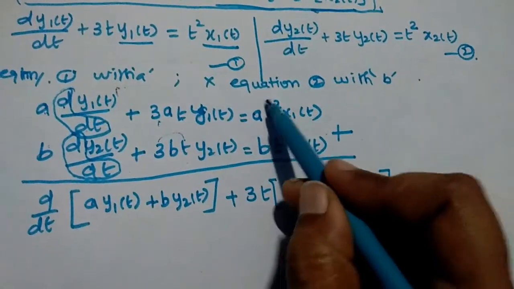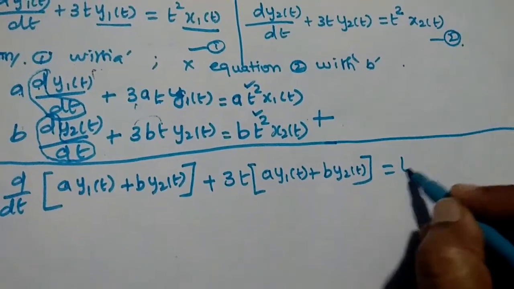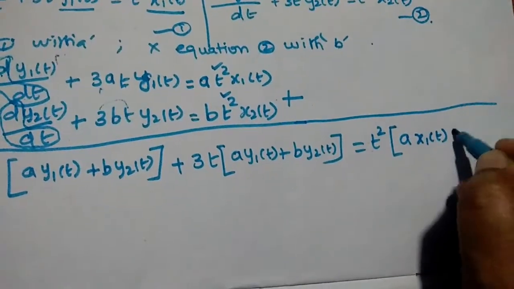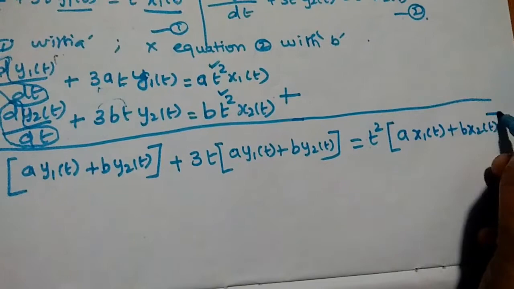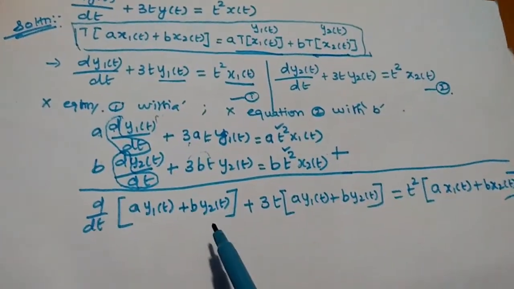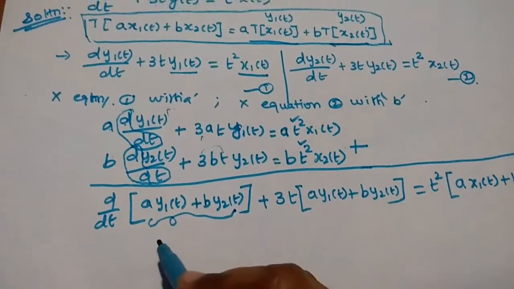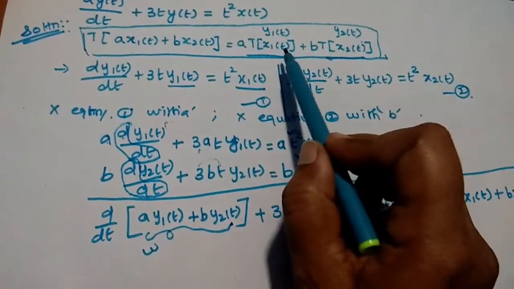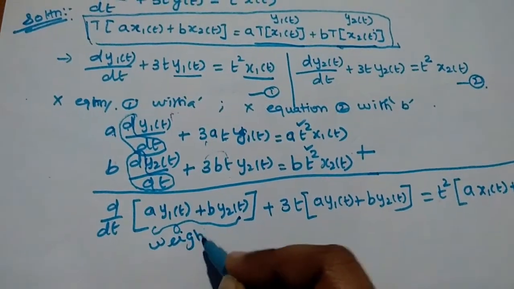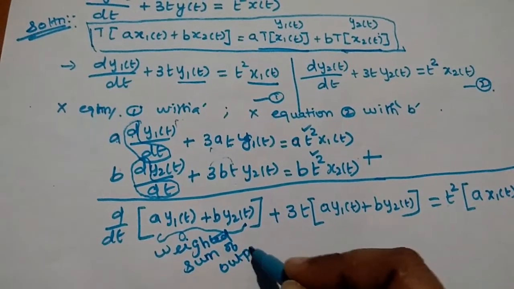That is equal to, on the right hand side, t squared is common. So we can take t squared outside and write a x1 of t plus b x2 of t. Correct? So this is the final step in this one. Now this is a weighted sum of outputs: a into y1 of t plus b into y2 of t. So this is called the weighted sum of outputs.